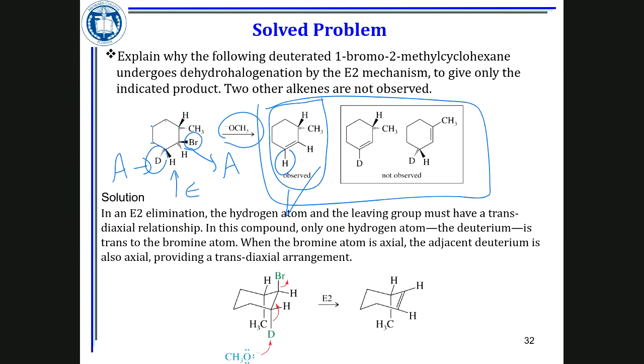Now, would it take the hydrogen most hindered or the least hindered? It depends on the structure of the base that you have. So if you use a bulky base, it is going to come and abstract this hydrogen. So it has to be trans-diaxial.